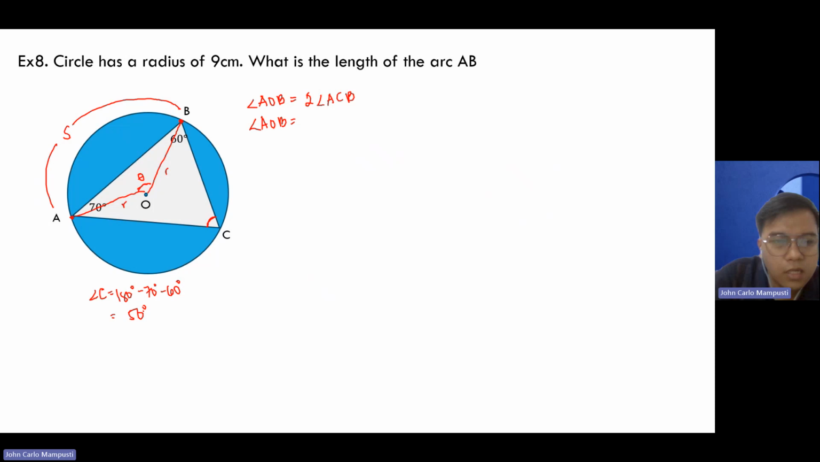Now, if you're going to input that in your calculator. So therefore, this is 2 times 50 degrees. Ibig sabihin, theta natin, or yung angle A and B natin, this is equal to 100 degrees. Now that we have the theta, we can now solve S. So S is equal to R theta. Pero dapat radians to. Ibig sabihin, ko-convert pa natin. So 9 centimeter times 100 degrees. Okay, convert natin yan. Pi times over 180 degrees.